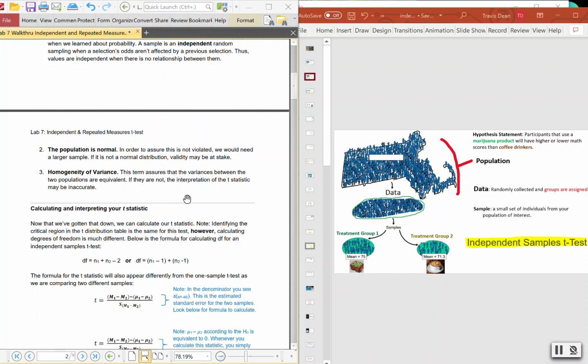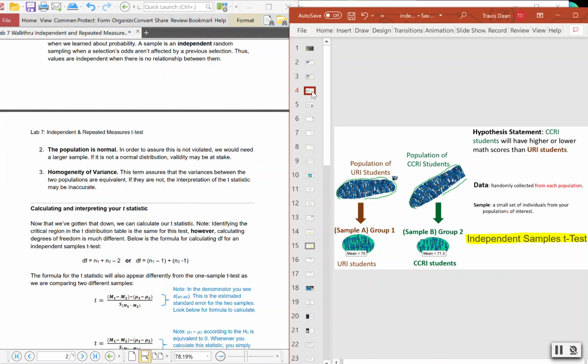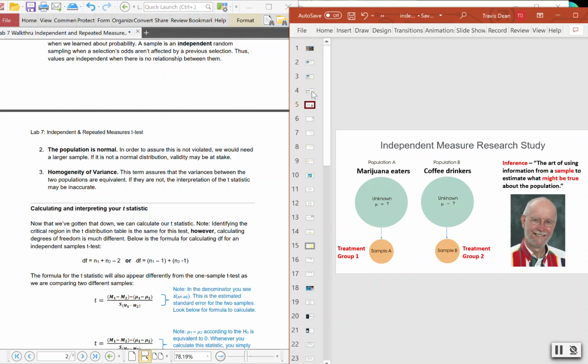We're not going to do this today, but just keep this in mind because later on we will perform these assumptions in SPSS. All right, so let's go ahead and move on. Now we're going to be doing some calculations for this assignment. I'm going to move on to here, and as you can see, this kind of represents what we have.